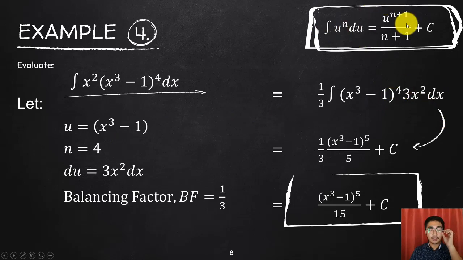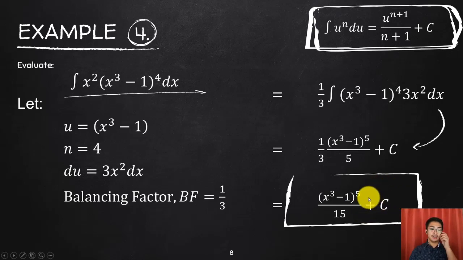So this becomes u raised to n plus 1. Our u is x cubed minus 1. So x cubed minus 1 raised to n, that is 4, plus 1, so that is 5, all over n, okay, 4 plus 1, that is 5. Do not forget the 1/3, okay, 1/3 was our balancing factor. So you can simplify, that is 1 over 3 times 5, or simply over 15. So our final answer therefore becomes x cubed minus 1 raised to 5 over 15, plus of course the constant of integration.